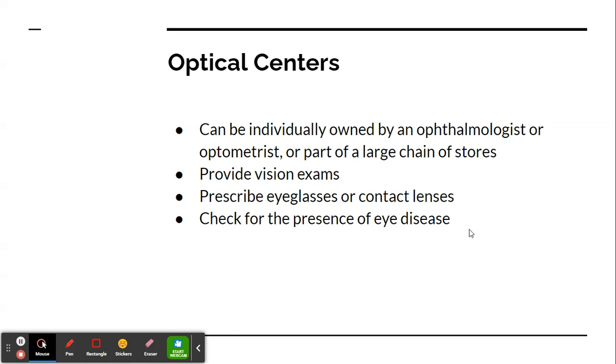Optical centers, where we get our eyeballs checked out, again, can be individually owned or part of a larger chain, so something like Pearl Vision. They're going to do your eye exams, prescribe and potentially sell your glasses or contact lenses, and watch for the presence of eye disease. When we get to the down and dirty of treatment, the ophthalmologist is going to be the one that treats the eye disease.